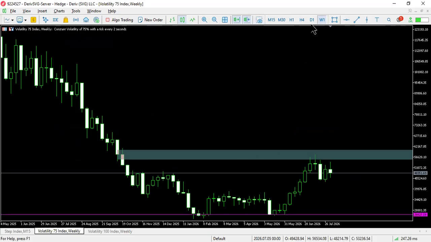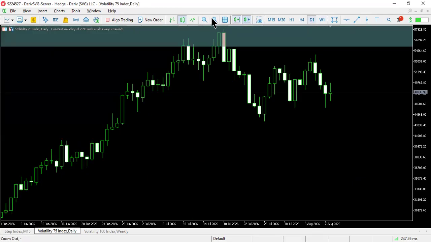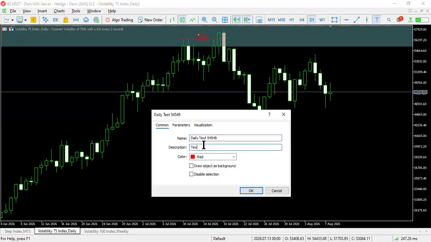Now heading over to the daily time frame. From the daily time frame, we can see that that was the last break of structure. Last break of structure to the upside before price tapped into that supply zone.